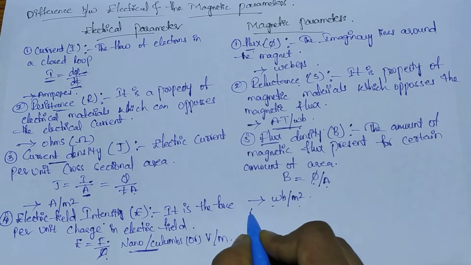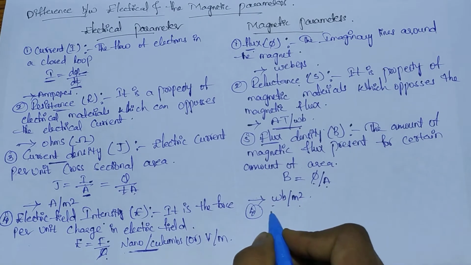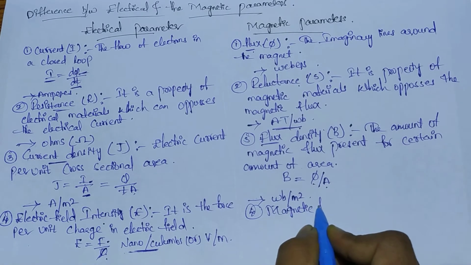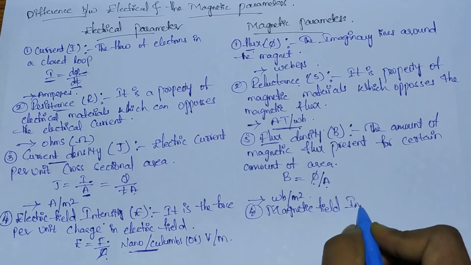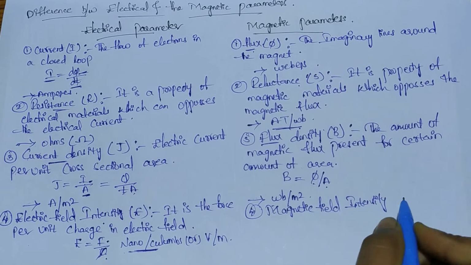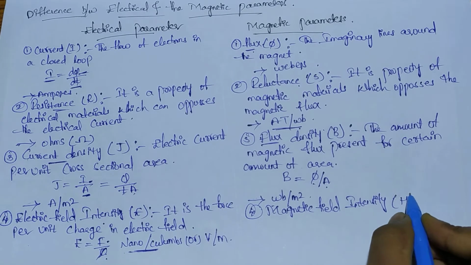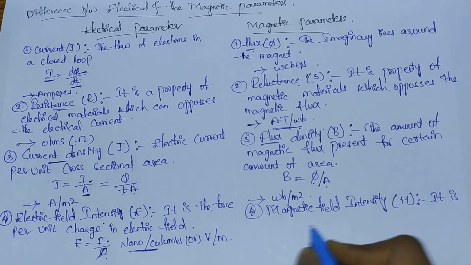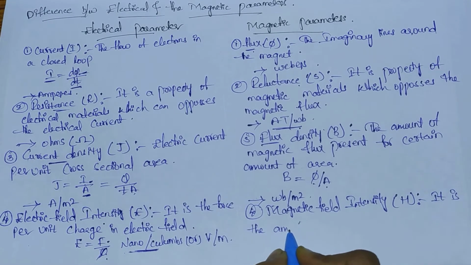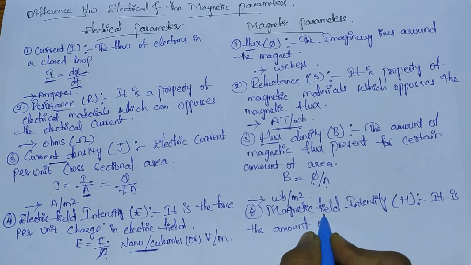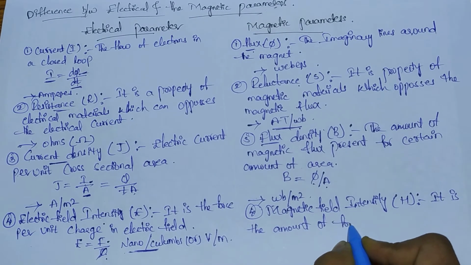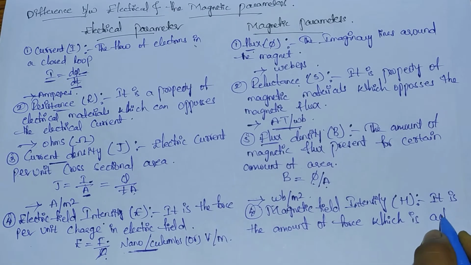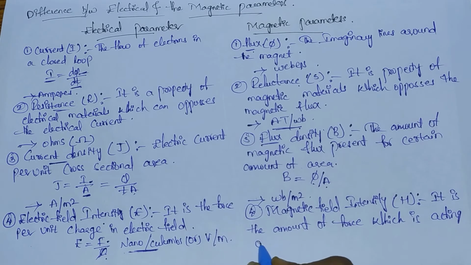And coming to the magnetic parameters, we have magnetic field intensity here. It is denoted with the capital letter H. It defines the amount of force which is acting on a unit north pole.